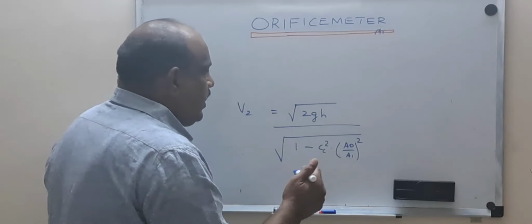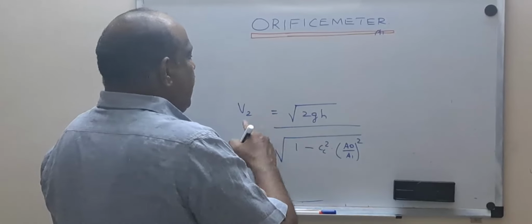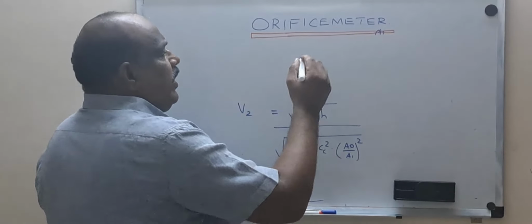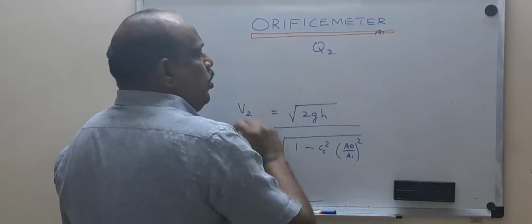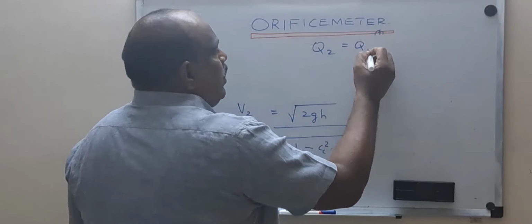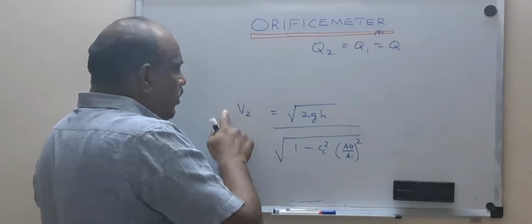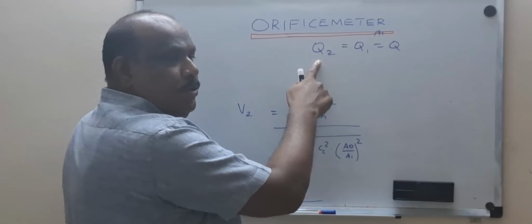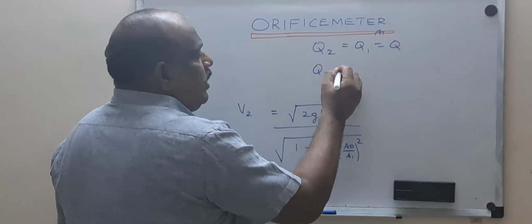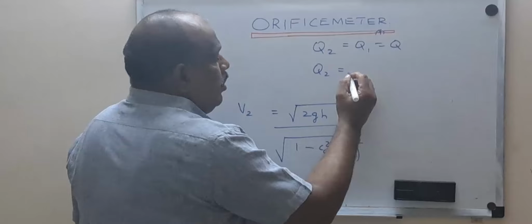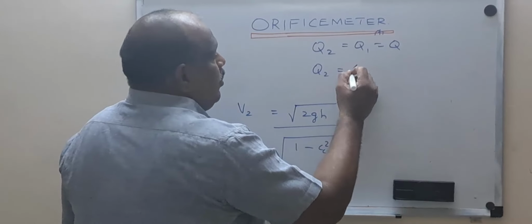Yes, we will continue from here. Now my aim is not to find V2, but my aim is to find either Q2 or Q1, because we know that Q2 equals Q1 equals Q. Since we have found V2, it's enough to find Q2. So what is the formula, Tarni? Q2 will be equal to? With respect to A2 V2, it will be equal to what?